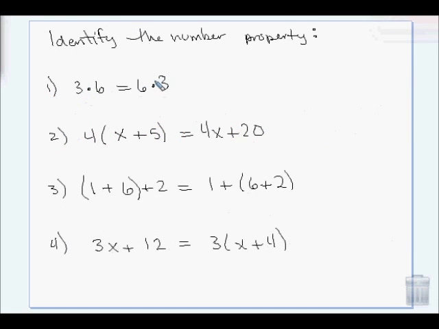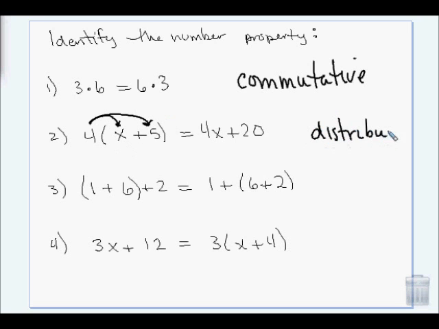Okay, if I just change the order, that's commutative. If I multiply something in like this, it's distributive. Here, if I only move the parentheses, but everything's in the same order, it's associative. And here, if I divide the same thing out, that's also distributive. Right? It's exactly like this, but backwards.